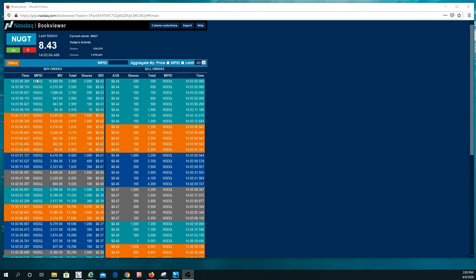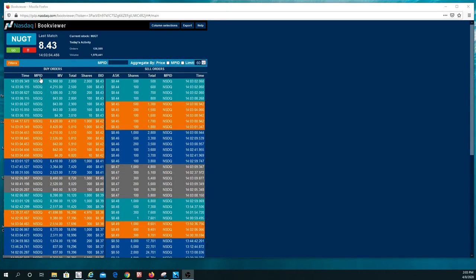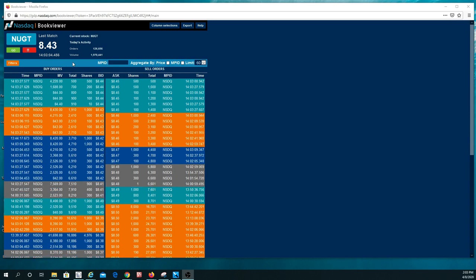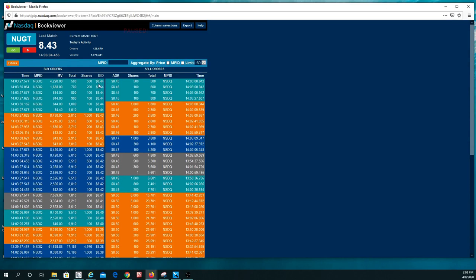You've got time, you've got MPID, which means market participant ID, market value, totals, shares, bid. And you'll notice that there are big, thick colors here. What that means is how many of these orders make up that one price. I'll pause the screen right here. You can see that there are 6 people looking to buy this stock at $8.44, and this is how many shares they're looking to buy. That adds up to the value of those shares. Who's on that order? Who's that market participant? It's obviously NASDAQ. And at what time you posted that order. So you can see that's a lot of window dressing.